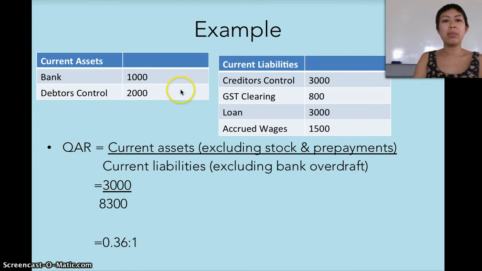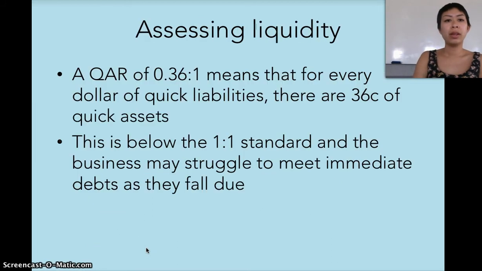Looking at the figures we had before, but with the exclusion of these items, we can see that the quick asset ratio is only 0.36 to 1. So a quick asset ratio of 0.36 to 1 means that for every $1 of quick liabilities, there are 36 cents of quick assets. Again, this is below the 1-to-1 standard, and this business may struggle to meet its immediate debts as they fall due. They may not be able to, so it's a guide.